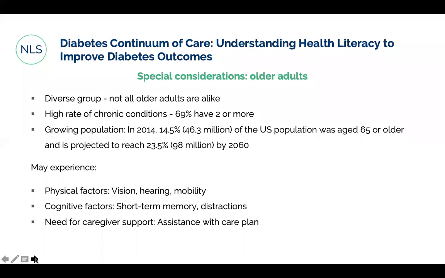While some older adults are certainly able to continue their medical appointments independently, others may need the support of a formal or informal caregiver, often a member of their family, to assist with their care plan, meaning there may be multiple people in the room to communicate health information to. Next slide.